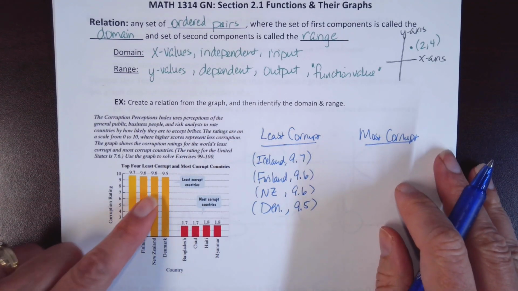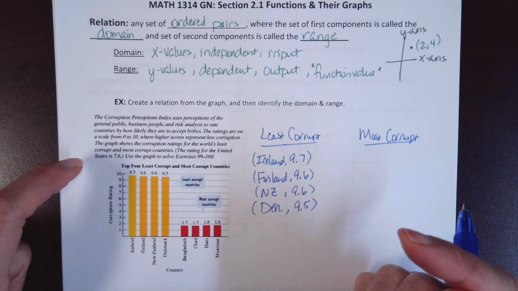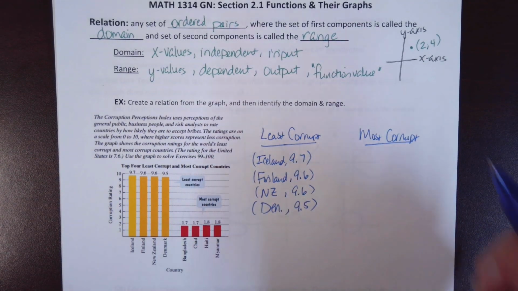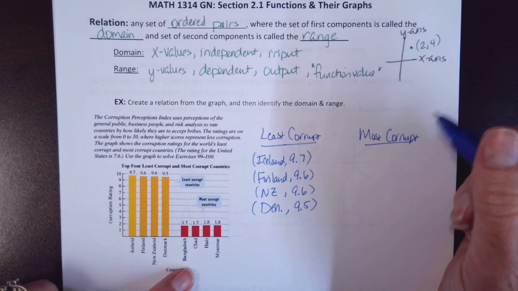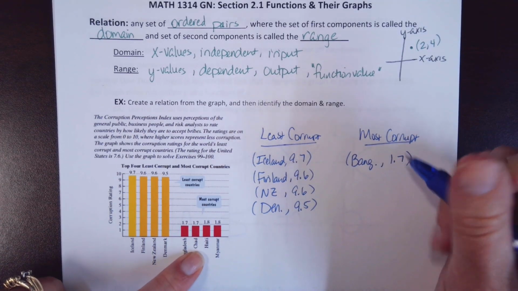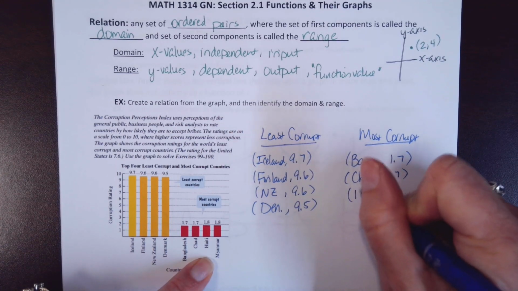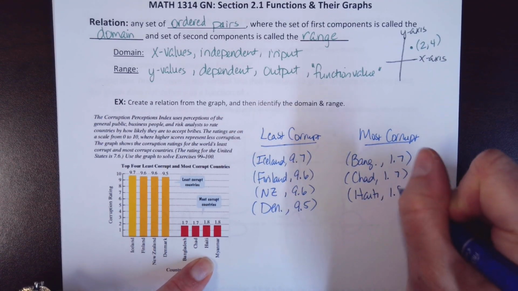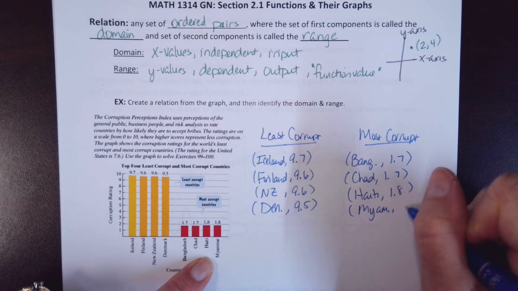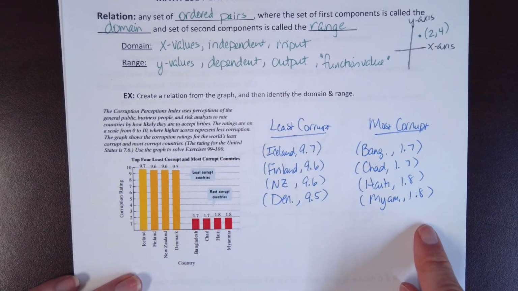It makes me wonder where we are. I'll have to look. Oh, right there. Sorry, there it is. I should have gone back and reread. And I don't have a year this is from, but we had a rating of 7.6. I wonder what it is now. Okay, then our most corrupt countries, we have Bangladesh at 1.7, tied with Chad at 1.7, and then Haiti at 1.8, tied with Myanmar also at 1.8. So there are ordered pairs that represent our least and most corrupt countries.